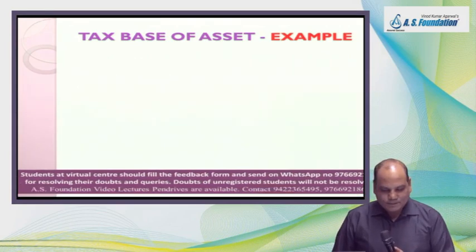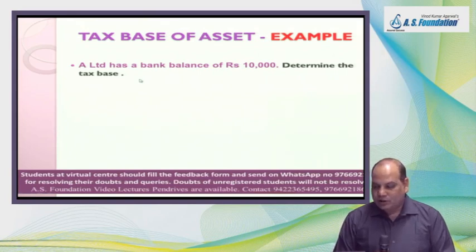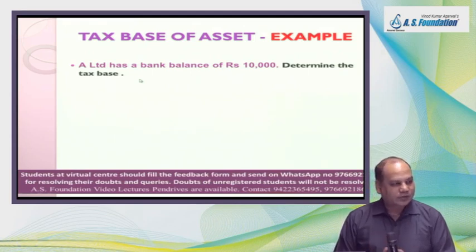Okay. One more chance. Is this question printed somewhere below? Just see. Somewhere below. Question number 9. A Limited has a bank balance of rupees 10,000. Cash balance, bank balance, debtor. Determine the tax base. It is an asset. Does it have a future tax consequence?